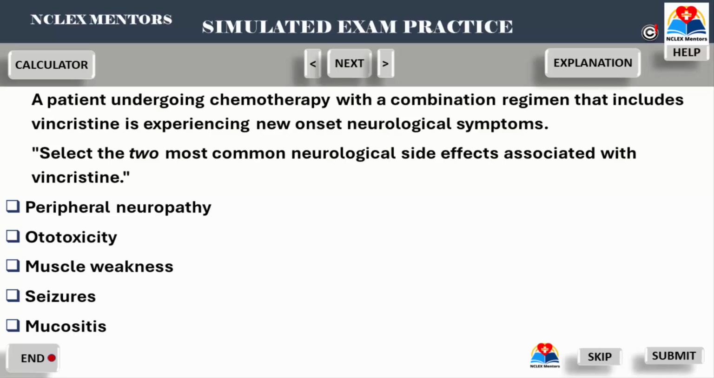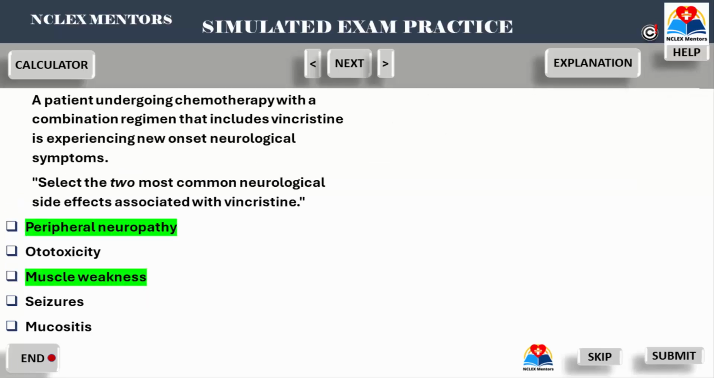Now pause for a second. What do we know about vincristine? The key here is recognizing its classic neurological side effects. The two most common? Peripheral neuropathy and muscle weakness. Why are these correct?